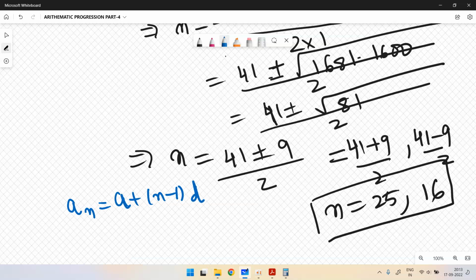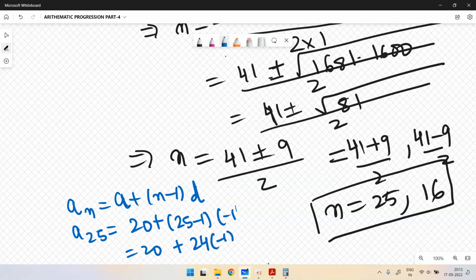First you calculate a of 25. a is going to be 20, d is minus 1, and n is 25. So this will be 20 plus 24 into minus 1, nothing but minus 4. Is this possible? No, there cannot be minus 4 logs. It is not possible. Now let me check for a of 16.